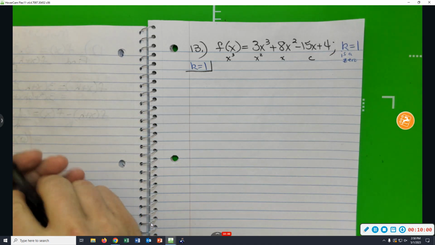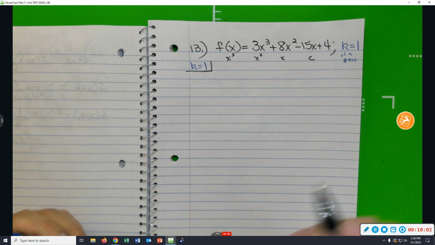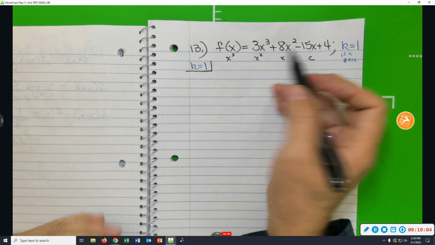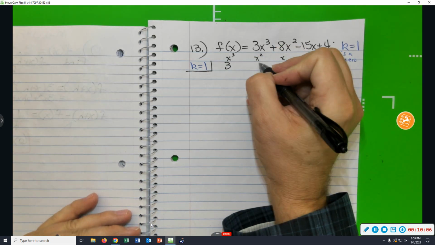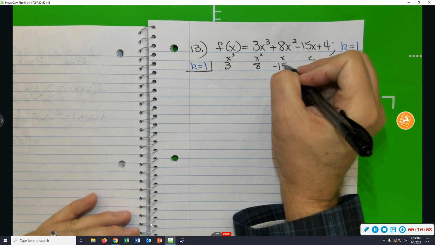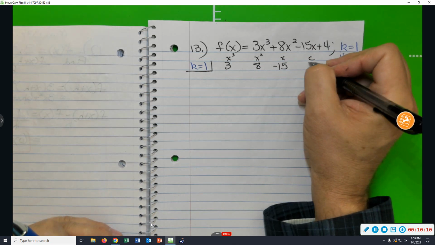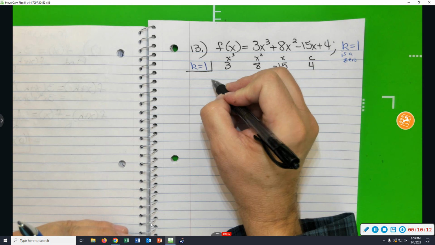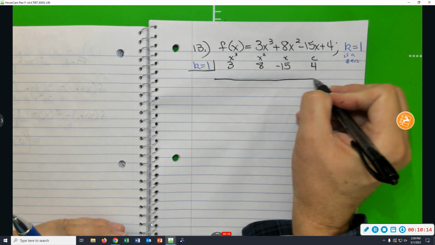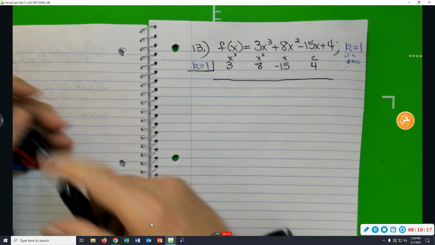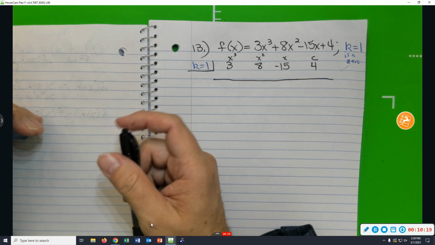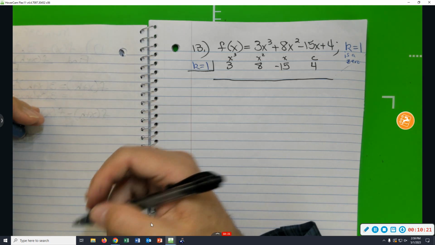And then it'd be 3, 8, negative 15, and 4. So you're putting in the coefficients, 3, 8. The coefficient of x is negative 15. The constant is a positive 4. Well, this isn't very interesting. That k value of 1, it would be better if it were some number other than 1.